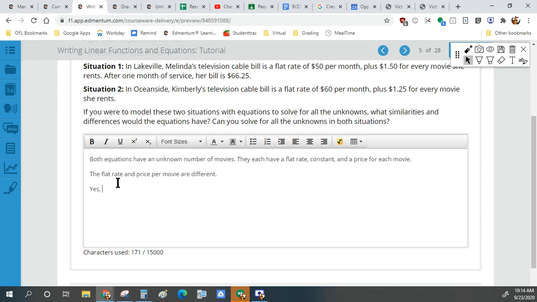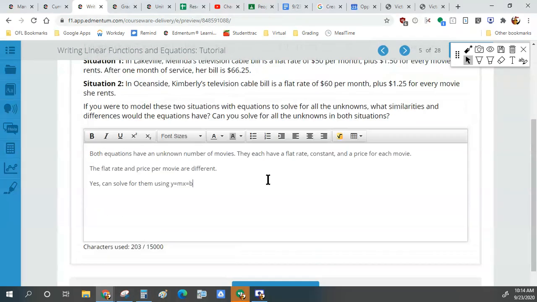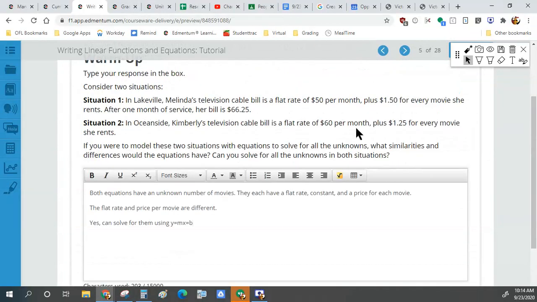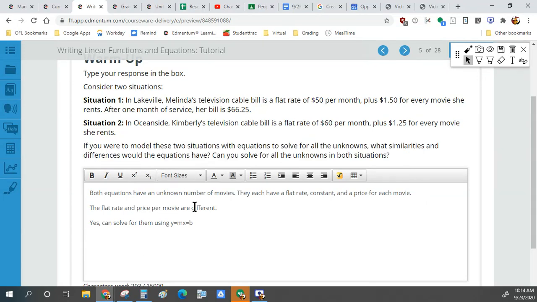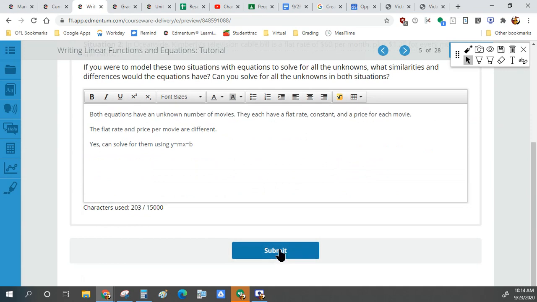Yes, we can solve for the unknown. Can you solve for the unknowns in both equations? Yes, we can solve for them using y equals mx plus b. They didn't ask us to solve for them, did they? So I'm not going to ask you to solve for them, because they should have asked us to if that's what they wanted. They just asked if we can. Yeah, we can. They didn't tell me to solve them.